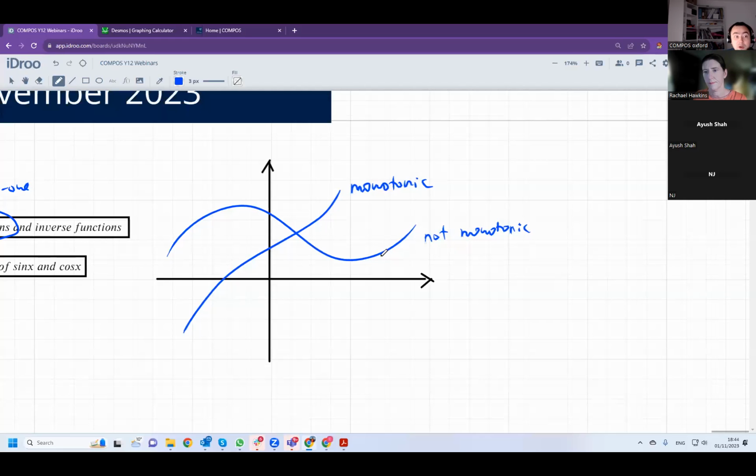A monotonic function is a one-to-one function where each value of x corresponds to exactly one value of y. But there's also a different definition. A continuous monotonic function has a derivative that is either always positive or always negative. That's another way of looking at it. If the derivative is always positive, it's a growing function. It's an increasing function. It's an uphill function. The gradient is always positive. Whereas in a non-monotonic function, the gradient can be positive or negative. It can change. A monotonic function has no turning points.